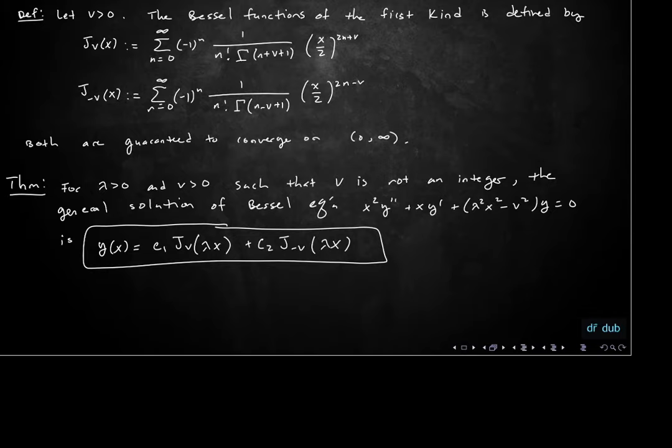So that's nice. However, this does not work if v is an integer. So question: what if v is an integer? That's a problem, right? We can't just always use non-integers. So what we have to do is create a new definition for something we call the Bessel function of the second kind. It's a definition.